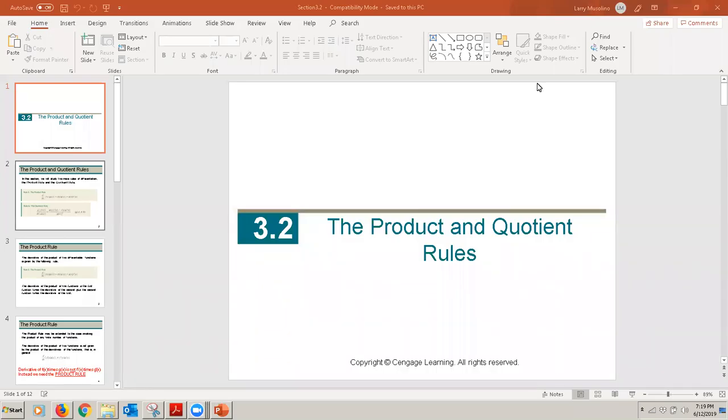I'm recording a video for Section 3.2. It has to do with more rules for finding derivatives. Remember, a derivative is a function that gives you the slope of the tangent line to a curve at a specific x value. So in this Section 3.2, we want to talk about what's called the product rule and the quotient rule. Let me show you what these rules are about.